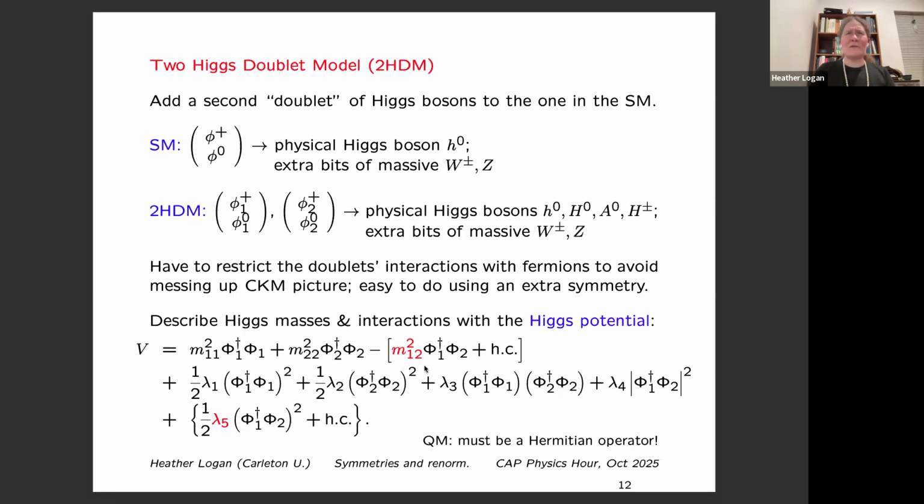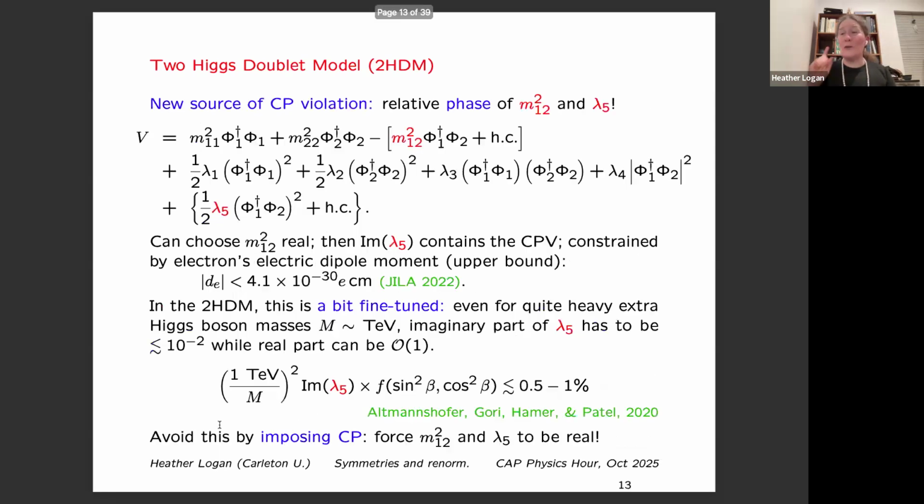The things I've highlighted in red are basically the only two coefficients of terms that are not self-Hermitian. And so these coefficients can be complex. They don't have to be complex, but they can in principle be complex. And that complex phase would be related to CP violation, a potential new source of CP violation. It turns out only the relative phase between these two winds up being physical, because you can get rid of some phases by absorbing them into field definitions.